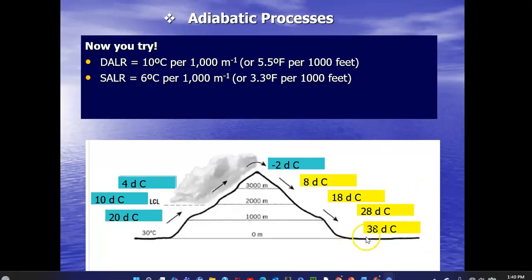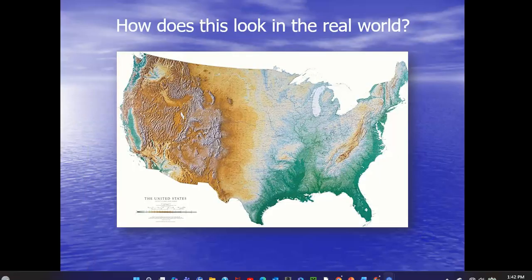You'll notice again here that on the leeward side of the mountain, the sea level temperature is significantly higher than the sea level temperature over on the windward side. And what does this mean for us in the real world? I love to show this to students because now it starts to make sense, at least partially, how the climate of North America has come to be.